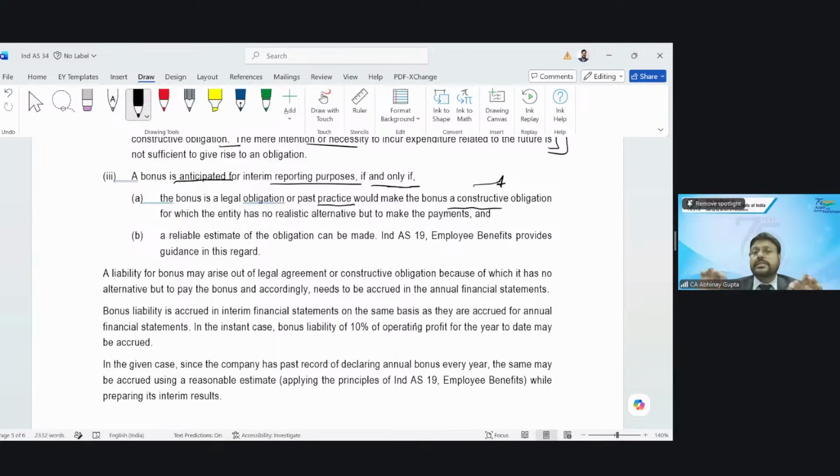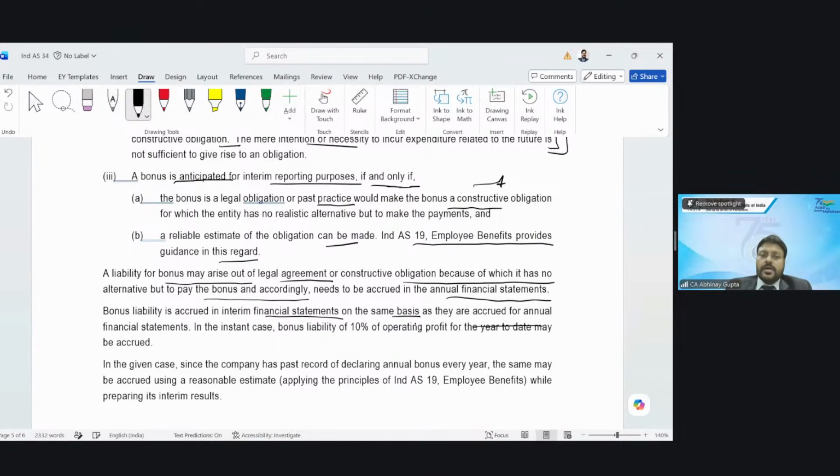And as per Ind AS 37, provisions, contingent liabilities, and contingent assets, because the constructive obligation condition is meeting, we need to record a liability, right? A reliable estimate of the obligation can be made, and Ind AS 19 Employee Benefits provides guidance in this regard. What that standard says: a liability for bonus may arise out of the legal agreement or the constructive obligation because of which it has no alternative but to pay the bonus, and accordingly needs to be accrued in the annual financial statements. Bonus liabilities are accrued in the interim financial statements on the same basis as they are accrued for the annual.